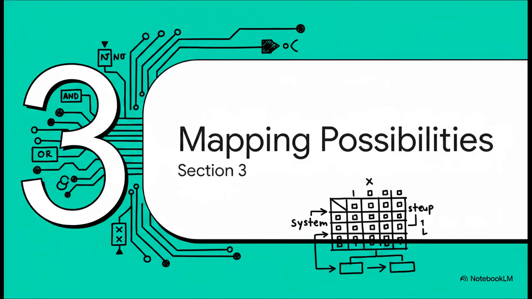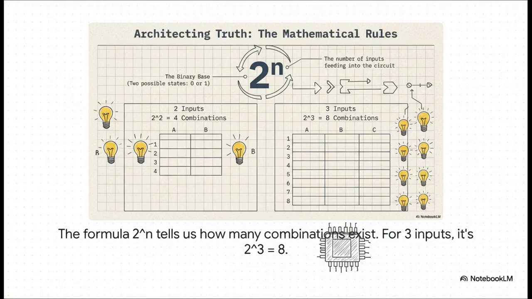So, before we can solve the circuit, we need a reliable system. We need a way to map out every single possible combination of inputs that could ever exist. And for that, we use a really powerful tool called the truth table. Okay, so how many combinations do we actually need to check? Well, there's a really simple formula for that. It's 2 to the power of n, where n is just the number of inputs. In our case, we've got 3 inputs, A, B, and C. So we have 2 to the power of 3, which comes out to 8. So we know our truth table is going to need 8 rows.